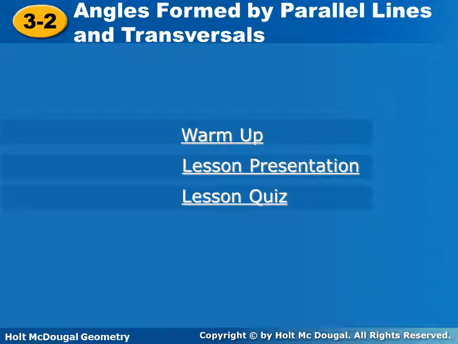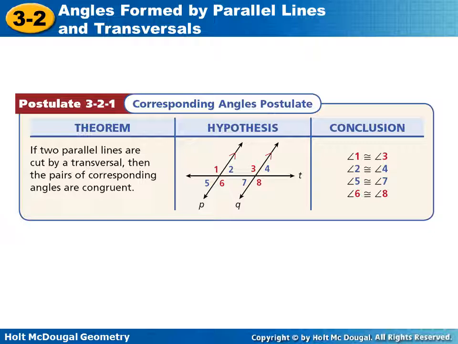Today we're going to talk about angles formed by parallel lines and transversals. We have Postulate 3-2-1, the Corresponding Angles Postulate. If two parallel lines are cut by a transversal, then the pairs of corresponding angles are congruent.